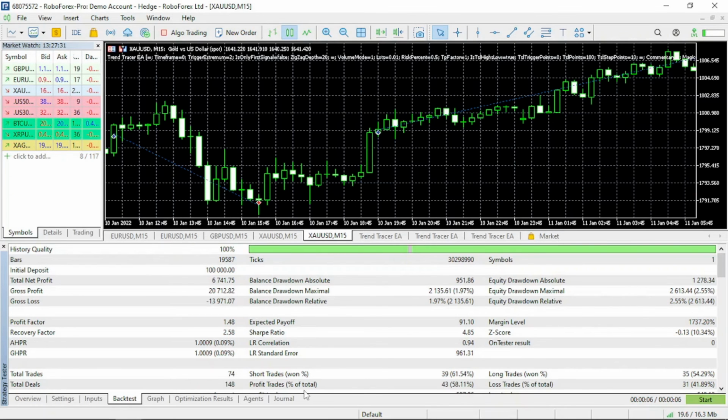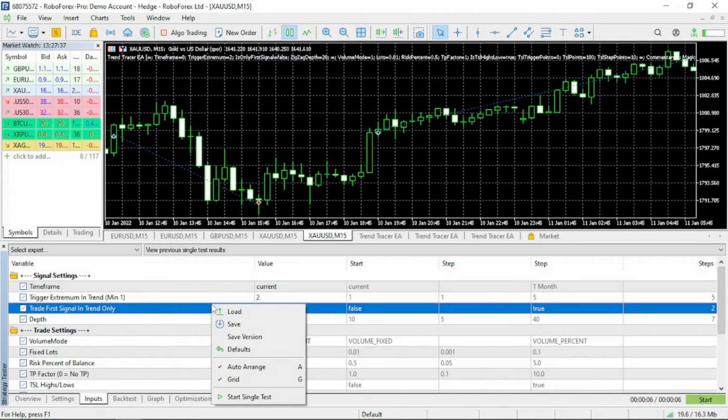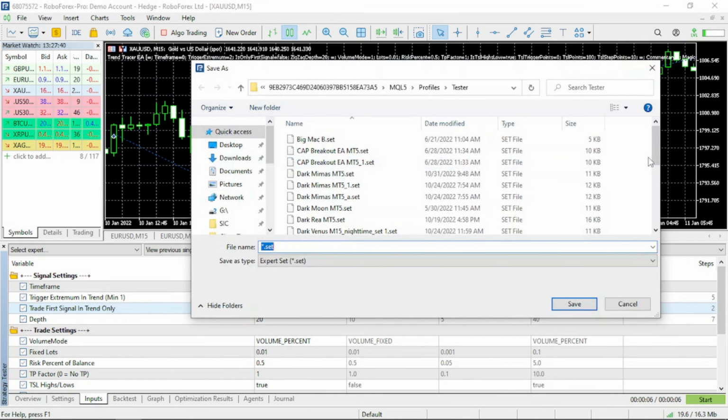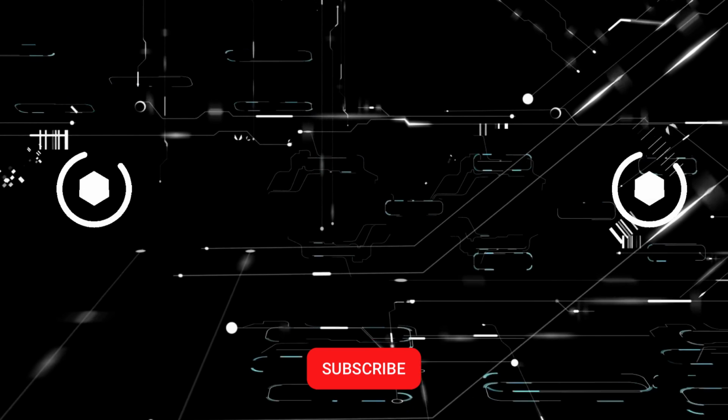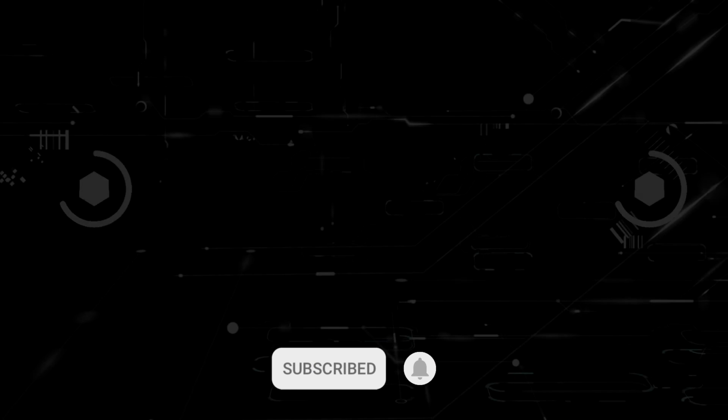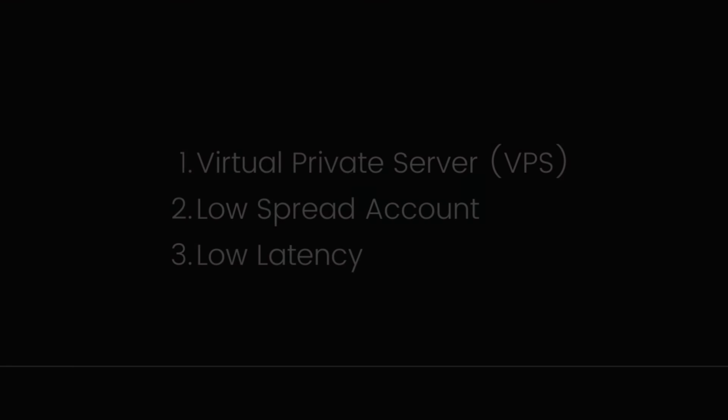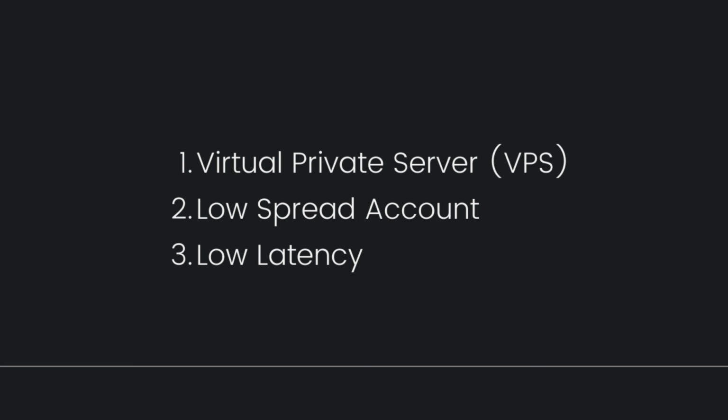And our profit increased to 6,741 with a 2.55% drawdown. Now I'm going to save this set file and forward test it on the live market. I will update the Google Drive with a set file for the EURUSD, the pound dollar, and the gold set file as well. For the best result, it is recommended to use a virtual private server so that you are constantly connected to your MetaTrader and able to place trades 24 hours a day, 5 days a week.